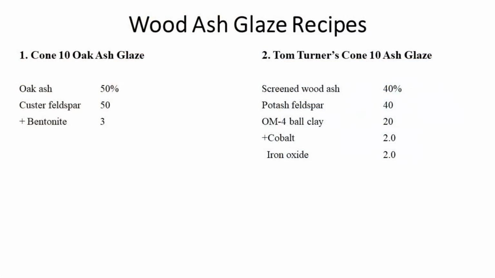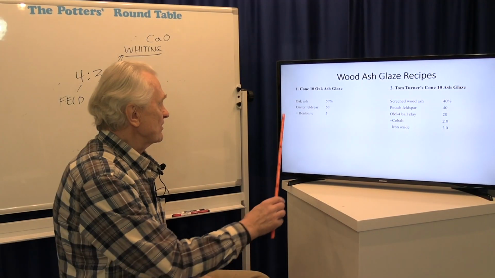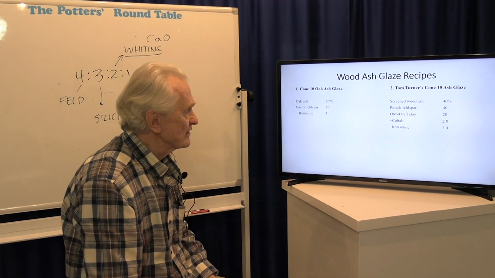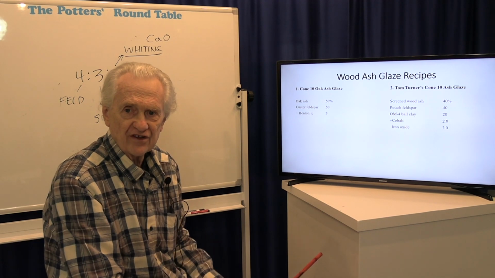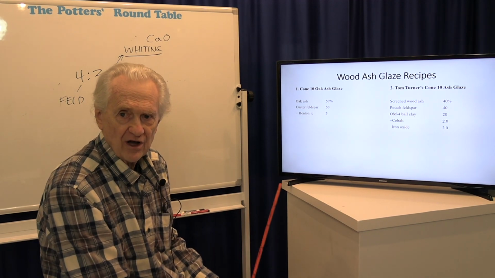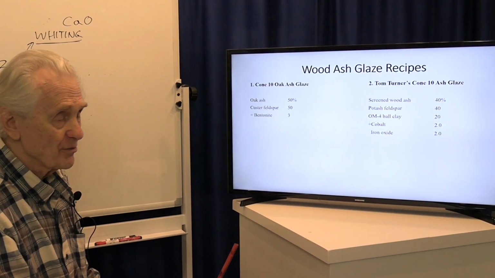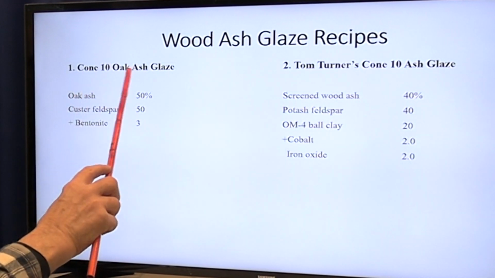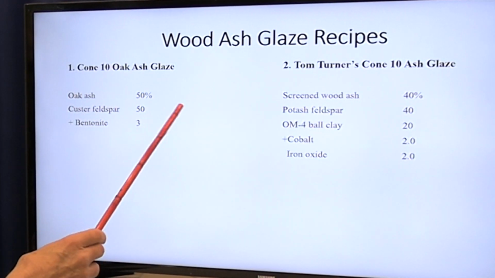Let's talk about some of the recipes that have been published for different kinds of ash glazes. Some of these start out pretty simple. I've taken these directly from the literature. Occasionally there are errors or things that I don't like about the recipe that I'll point out as we go along, but I didn't edit them to put them here. So this is just a cone 10 oak ash glaze, really simple.